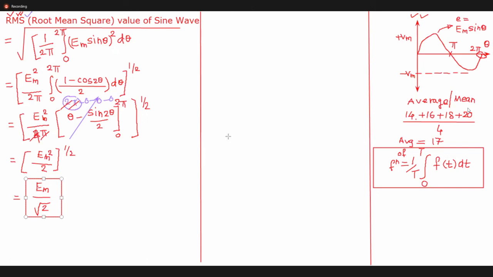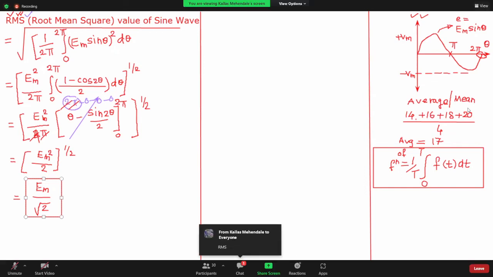Okay, so if this part is clear, yes sir, please type into the chat box RMS so that we can move further and find out the average value of the same wave shape.